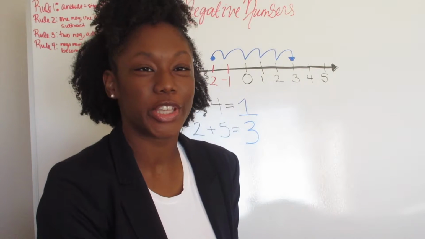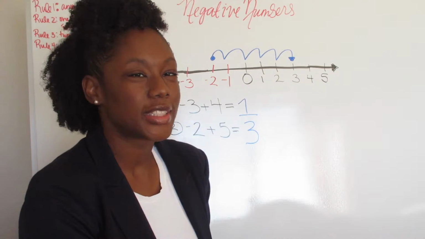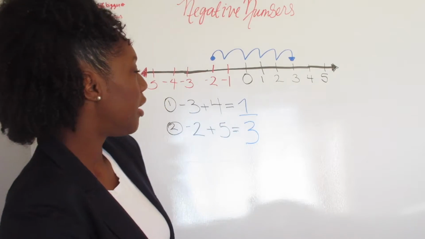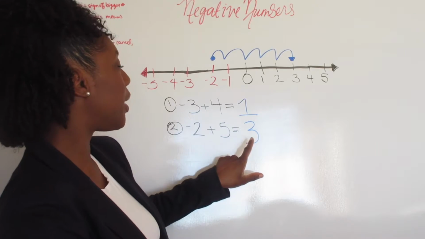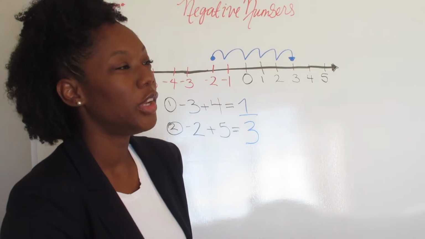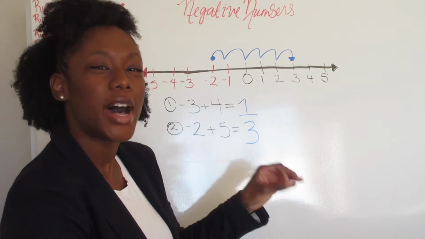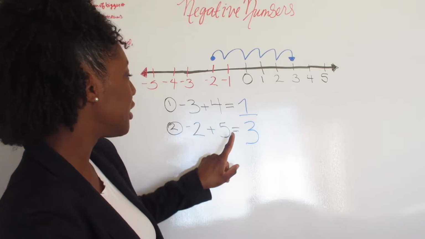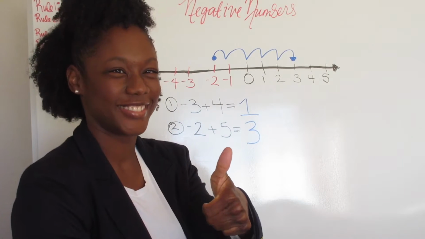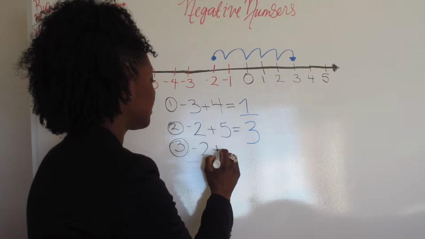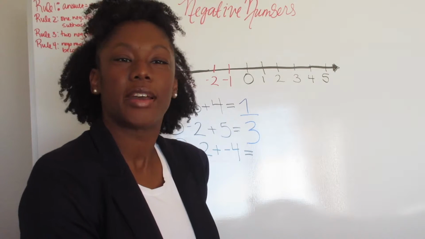Now let's do it using the rules. Rule number 1, our answer will take the sign of the biggest number. Our biggest number is 5. 5 is positive, which means our answer is positive. Check. Rule number 2, if we have a negative number and a positive number, then we subtract. 5 minus 2 is 3. Check.